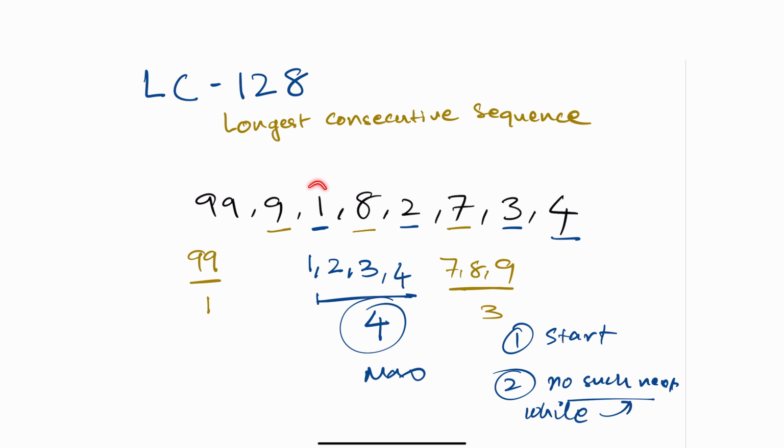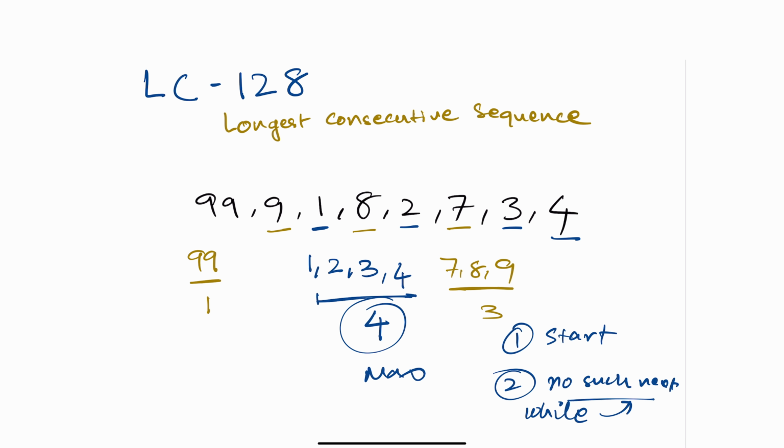Now I'm starting with 1. Go for 1 plus 1, 2. Yes, it is there. 2 plus 1, 3. Yes, it is there. 3 plus 1, 4. Yes, it is there. I keep on incrementing the length. Length was 1, length was 2, length was 3, length was 4, but I don't find 5. So the length was 4.